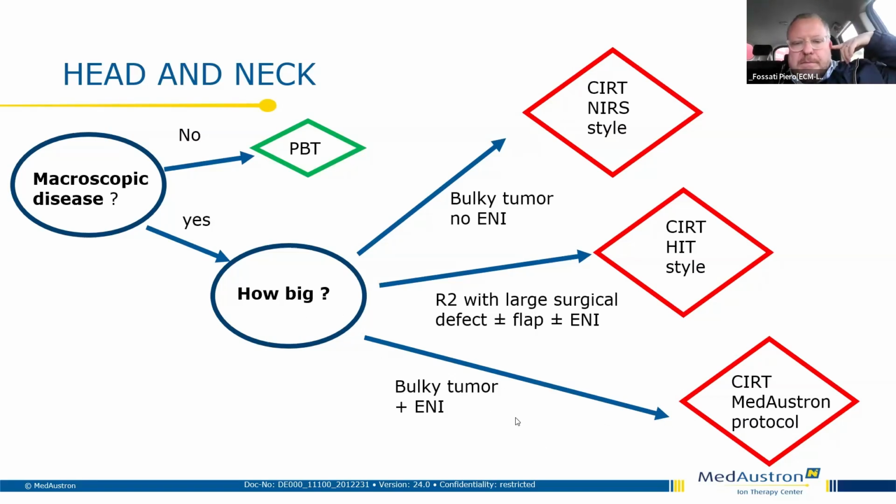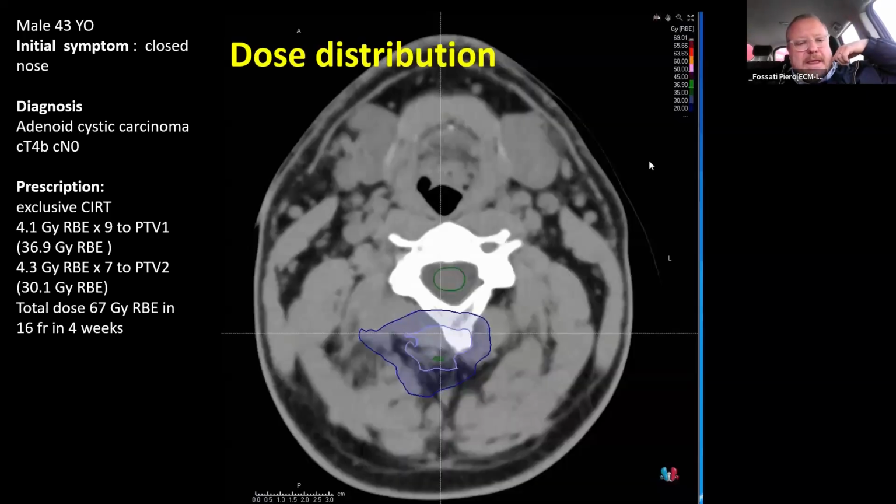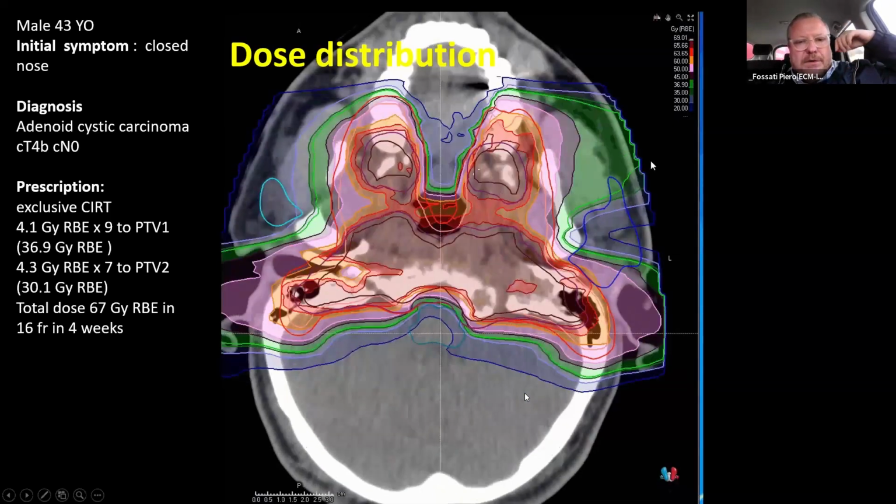And then there is a third group of patients in which we are developing a sort of Austrian style. So it is in patients in which there is a bulky tumor, and we are afraid that only carbon boost might not be enough, but also we are afraid that we cannot skip the elective node irradiation, as is the standard practice in Japan. So this is an example of a patient treated with a Japanese approach.